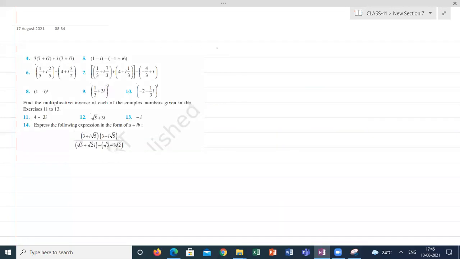Fifth one. One minus i minus of minus 1 plus 6i. It's a general subtraction of 2. 1 minus i minus of minus 1 plus 1 minus 6i. This will be 2 minus 7i. Correct? Yes, sir.